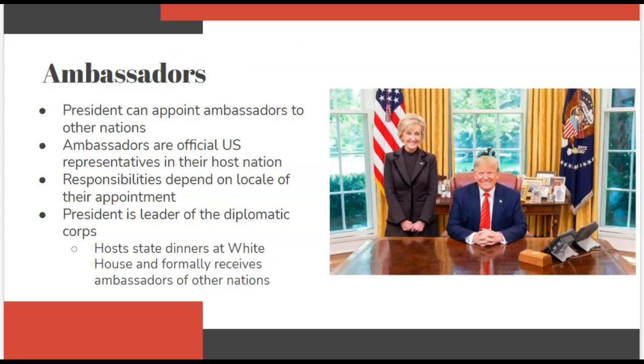Another role is choosing ambassadors. The president can appoint ambassadors to other nations, and ambassadors are official U.S. representatives in their host nation. The responsibilities depend on the locale of their appointment, so what country they are an ambassador to. And the president is the leader of the diplomatic corps, hosting state dinners at the White House, and formally receives ambassadors of other nations as well. So when they come to visit and they're schmoozed, that is the president's responsibility.